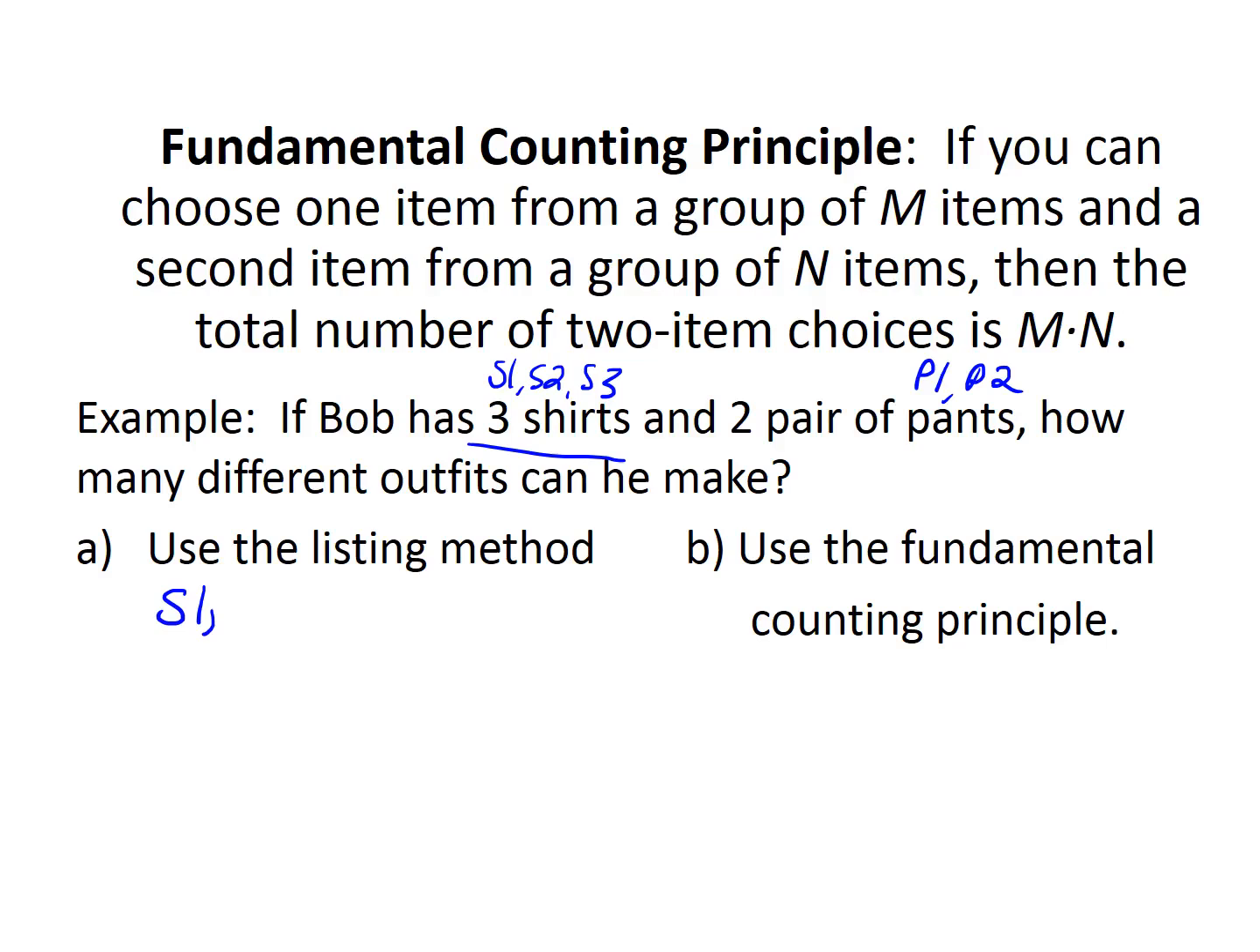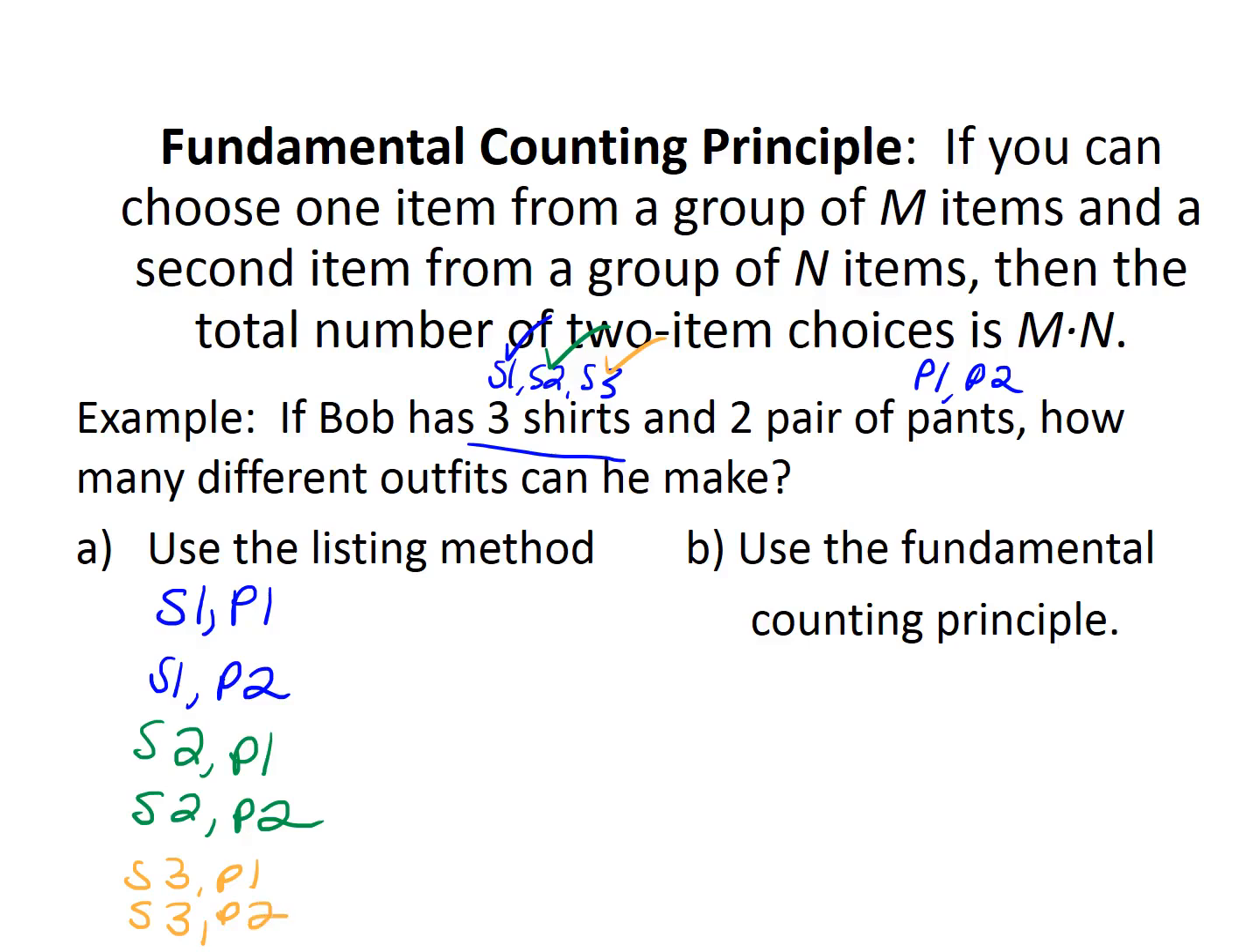So we'll start with shirt 1. Shirt 1 could go with pant 1, or shirt 1 could go with pant 2. Next, shirt 2 can go with pant 1, or shirt 2 could go with pant 2. And lastly, shirt 3 could go with pant 1, and shirt 3 could go with pant 2. So you can see that there's 1, 2, 3, 4, 5, 6 possible outfits.